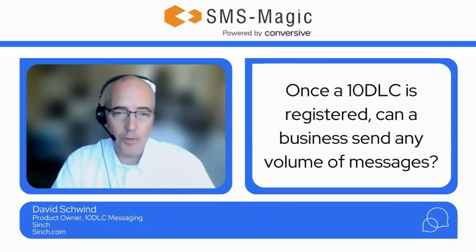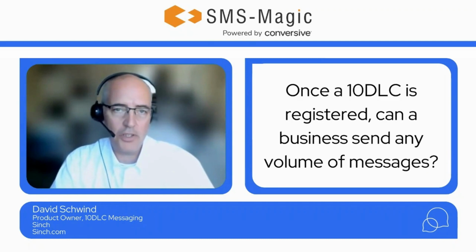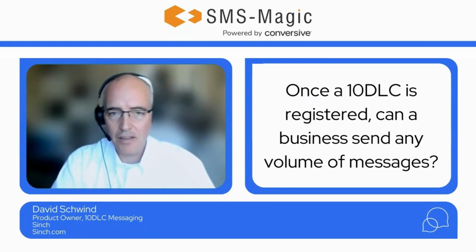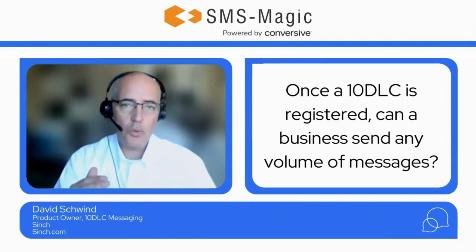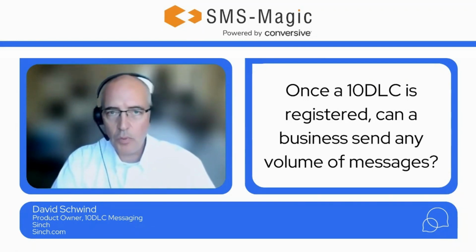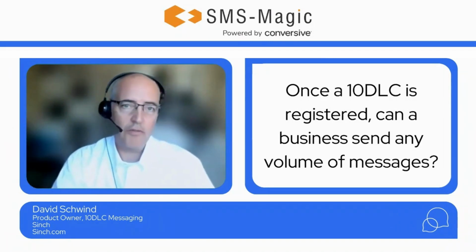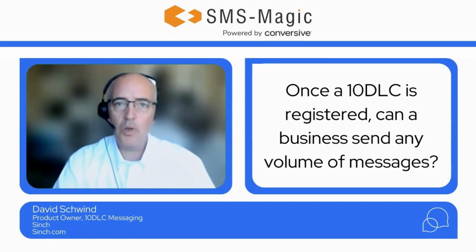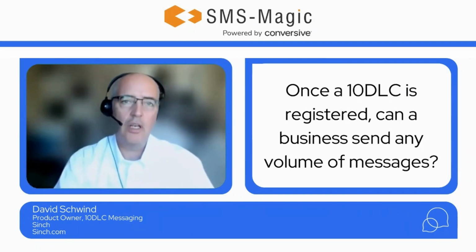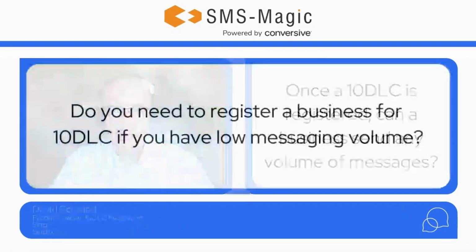You cannot send any volume of messages after you've registered successfully. Specifically, T-Mobile has daily limits and AT&T has very specific throughput limitations on the amount of messages that you can send. And it all depends on what your vetting score is. If you chose not to get vetted, then you will end up at the lowest tier, for example, on T-Mobile, where you're only allowed to send 2,000 messages per day. I strongly recommend doing vetting when you're registering your brand so that you will get a vetting score and you will potentially be in a higher tier on those carriers.